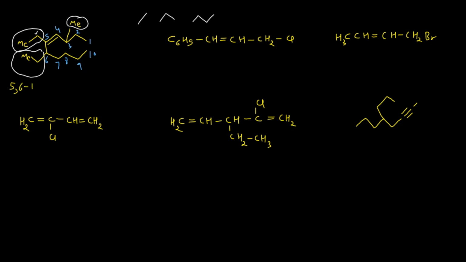5,6 diethyl, okay, 3 methyl. So side chains are completed now. Now the word root, 10 carbons are there, so you will write dec, and at position number 4 you are having the double bond, that means ene. This is the correct IUPAC name of this particular compound. 5,6 diethyl, at position 5 ethyl, position 6 ethyl. At position number 3 you are having the methyl, dec-4-ene.